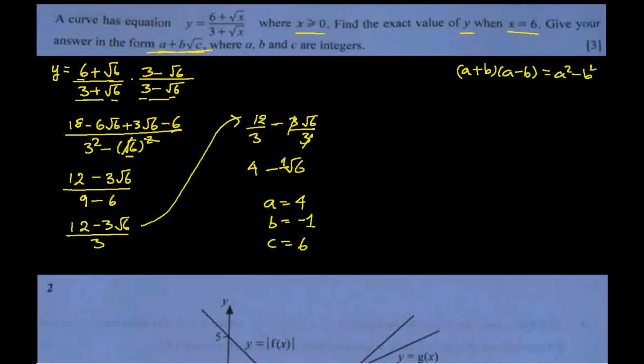Okay, question number 2. They have given a graph which has one absolute and one simple line graph, y equal to g(x), y equal to absolute of f(x). In absolute, the negative part is reflected. We don't know which part was reflected, but we'll decide as we go ahead. Solve the inequality absolute f(x) is less than or equal to g(x).